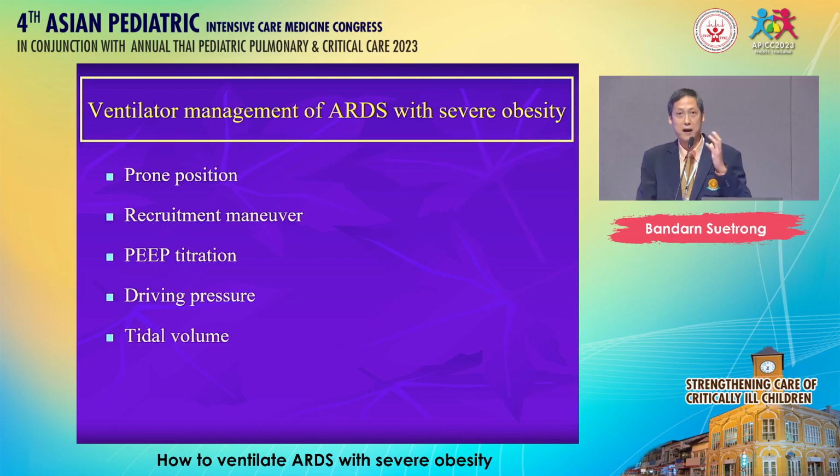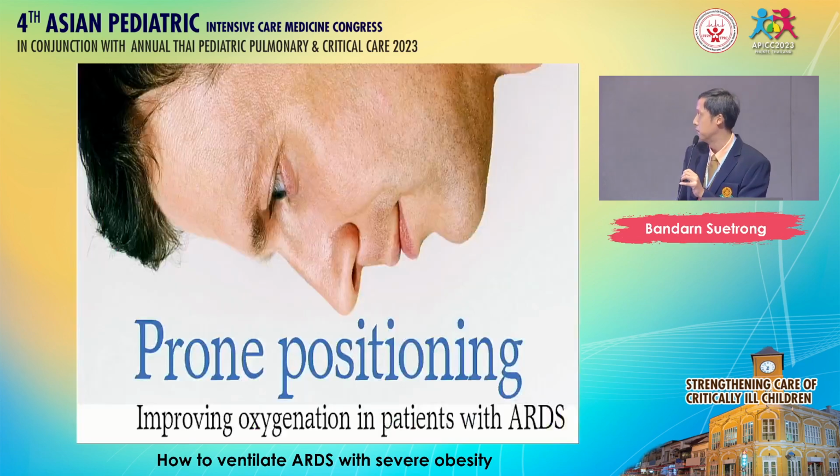So I have five elements to manage the patient with severe ARDS. The first is the prone position, the second is recruitment maneuver, then PEEP titration, and driving pressure. What is the difference between obese and non-obese patients with ARDS? And lastly, I will talk a little bit about tidal volume in patients with severe obesity as well.